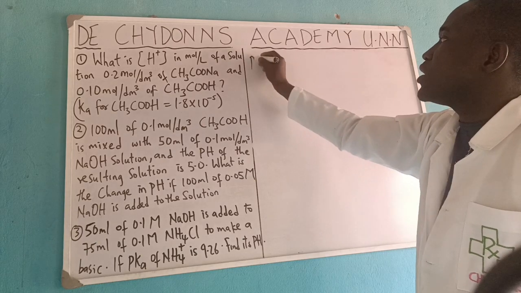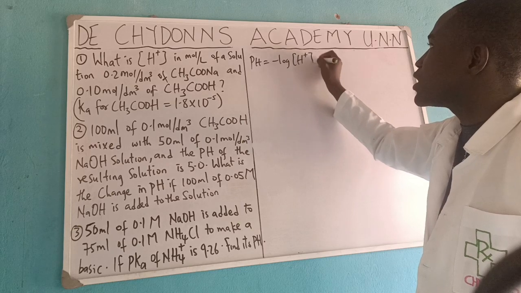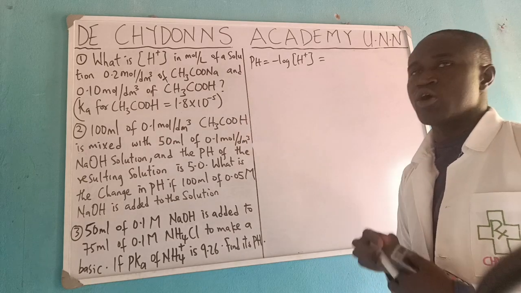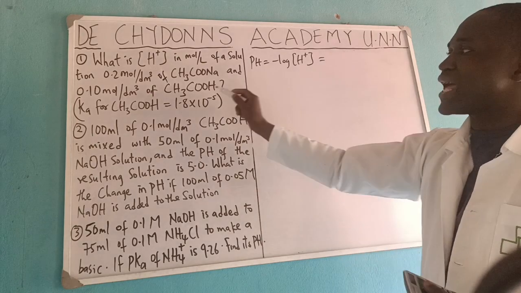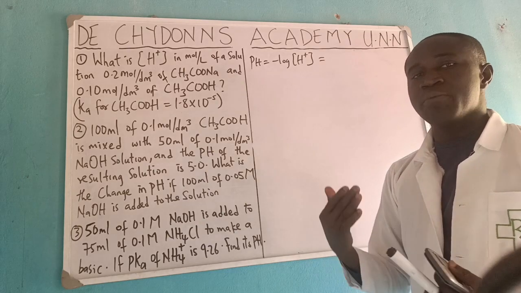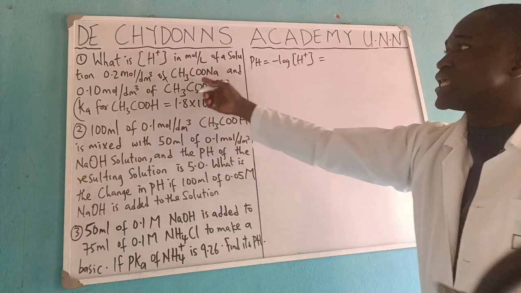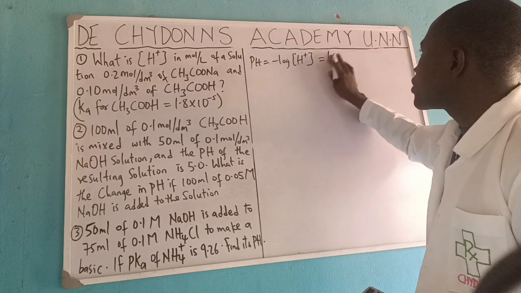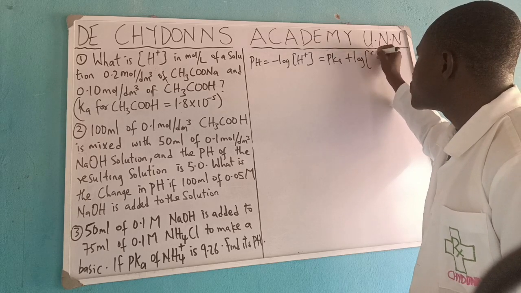You tell them that pH is equal to minus log of hydrogen ion concentration. What is the pH of this buffer? Is this a buffer or not? How do I know whether this is a buffer? You can call this a buffer because it has an acid and its conjugate base. We say an acidic buffer is a buffer solution that has an acid with its conjugate base. So this is an acidic buffer. So we now say pH is equal to pKa plus log of salt over acid.